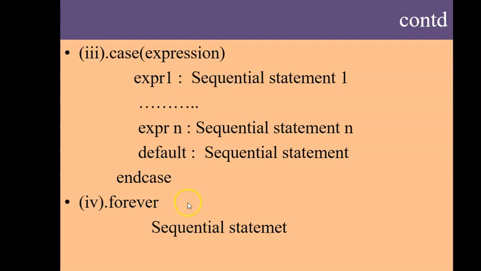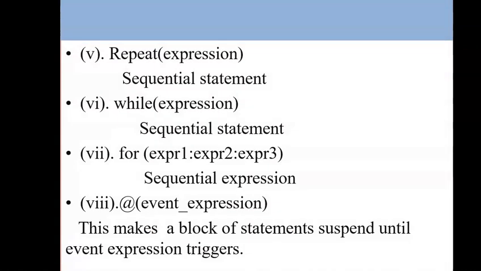Other sequential statements that we use. Forever means a continuous loop. Of course, it's not available in C language, it's only available in Verilog. Forever means you do this continuously. Just like in assembly language we write a go, which is a kind of unconditional jump, similarly, forever you perform this. That means there is no condition.